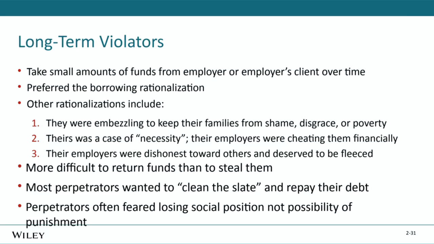Other rationalizations can include they were embezzling to keep their families from shame, disgrace, or poverty. Their case was a case of necessity. Their employers were cheating them financially. Their employers were dishonest towards others. And so they deserve this. I saw how they cheat other people. Oh yeah, well, I'm going to show them.